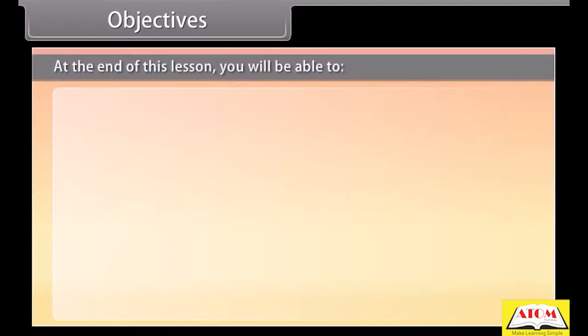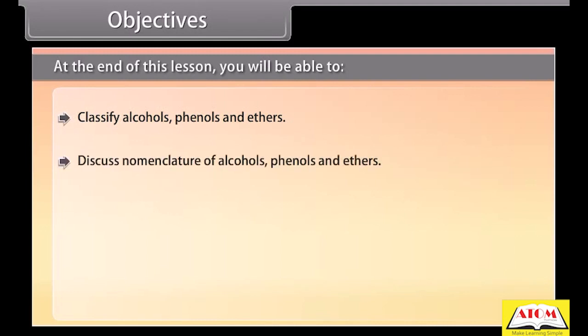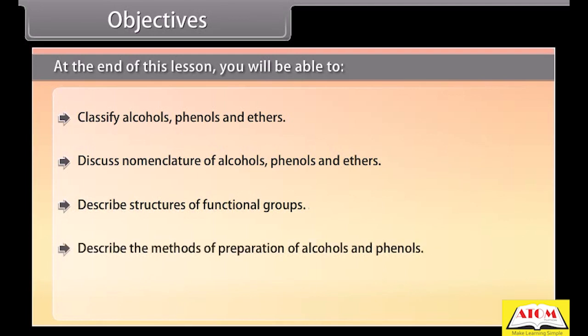At the end of this lesson, you will be able to classify alcohols, phenols and ethers, discuss nomenclature of alcohols, phenols and ethers, describe structures of functional groups, describe the methods of preparation of alcohols and phenols, and describe physical properties of alcohols and phenols.